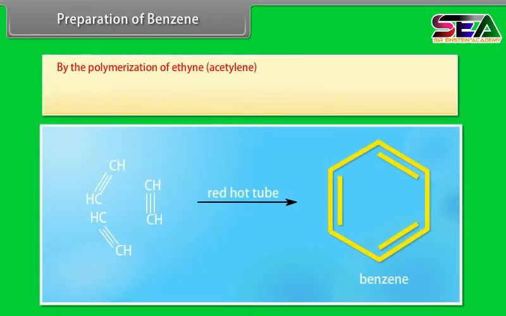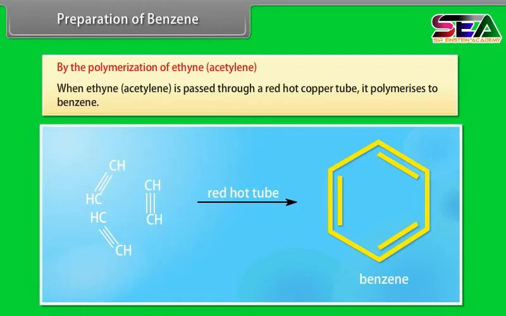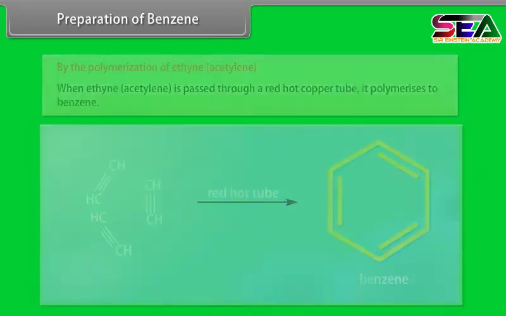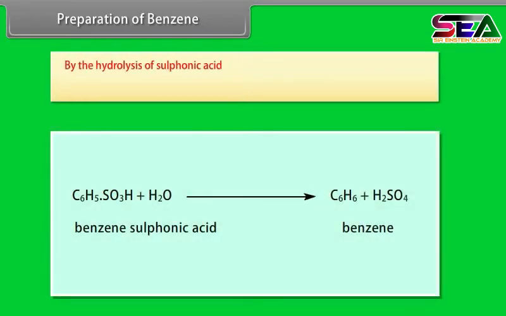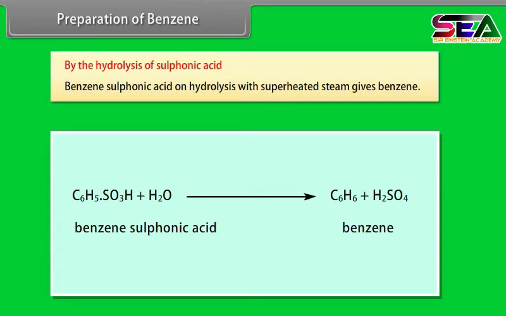By polymerization of ethyne, acetylene: when ethyne or acetylene is passed through a red-hot copper tube, it polymerizes to benzene. By the hydrolysis of sulfonic acid: benzene sulfonic acid on hydrolysis with superheated steam gives benzene.